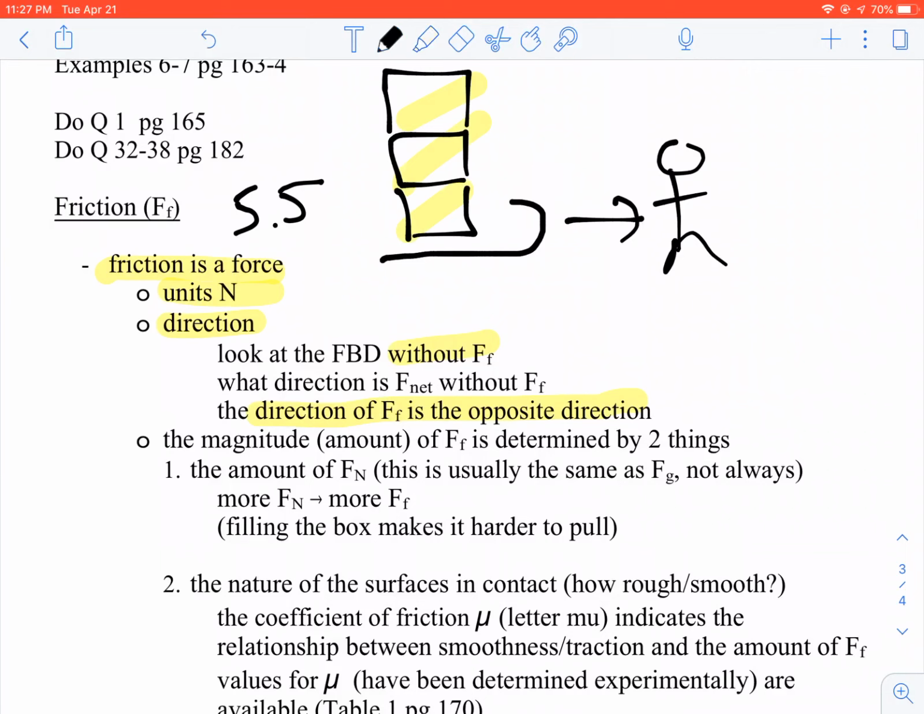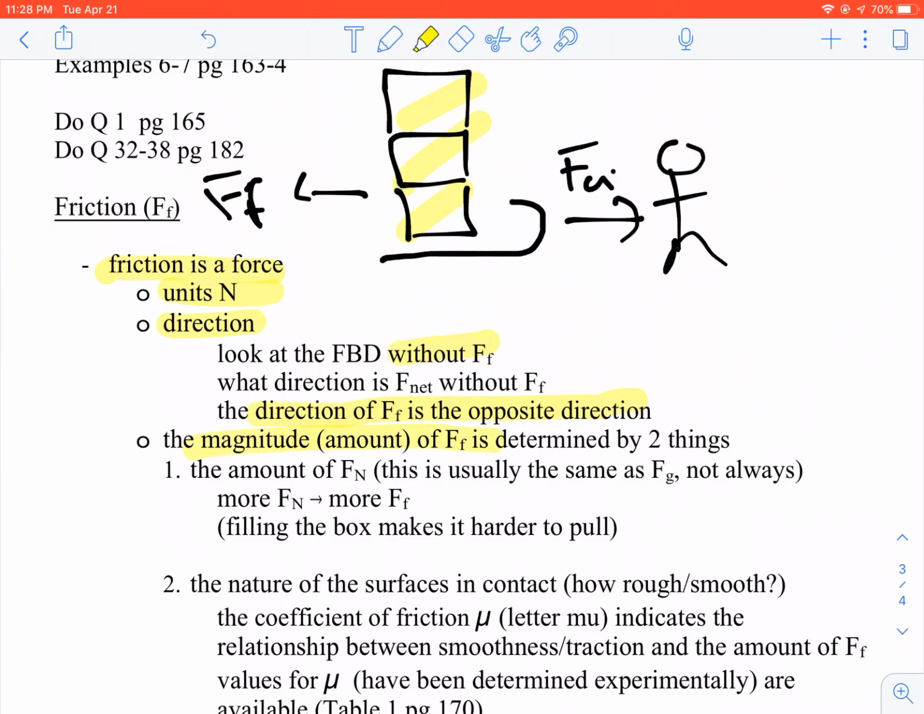Remember, this is my F_A here, pulling the toboggan. And my frictional force is this way. It's opposing the motion. F, frictional force. So again, pretending there's no frictional force there, which way is it going to go? It's going to go right because I'm pulling on it. So, which way is friction? It's left. It's the opposite direction. So the magnitude of that force is determined by two things.